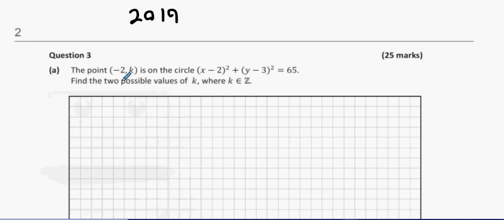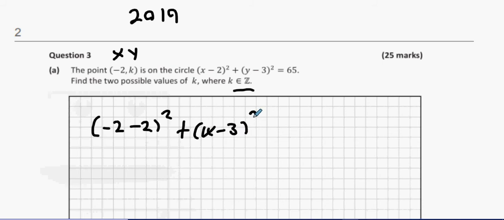The point (minus 2, k) is on this circle. Find two values of k where k is an element of Z. So k can be a positive or a negative number. Replace the x value with minus 2. Replace the y value with k because it specifies it's on the circle. So it's going to be (minus 2) squared, then it's just going to be (k minus 3) squared equals 65.